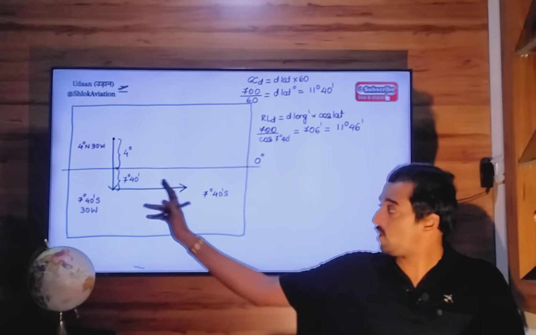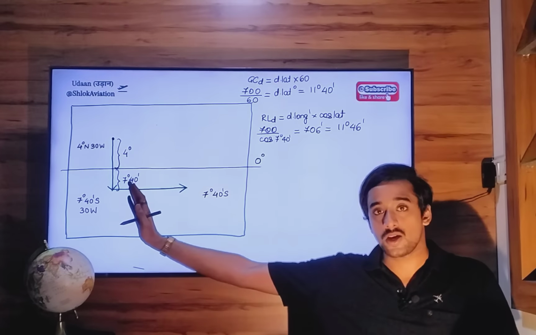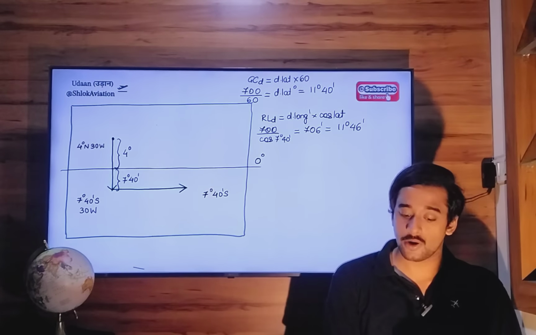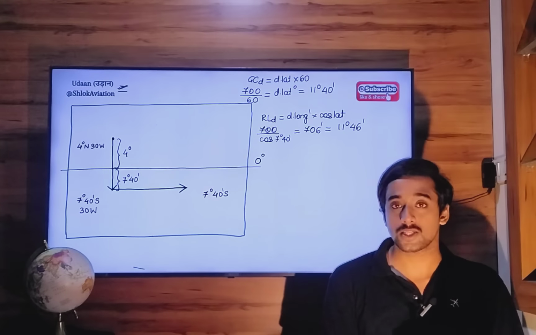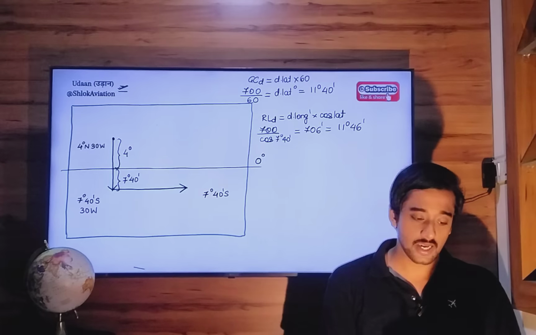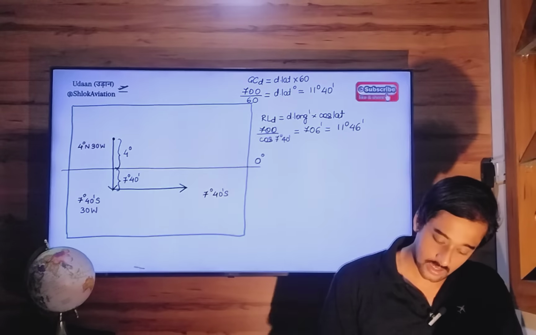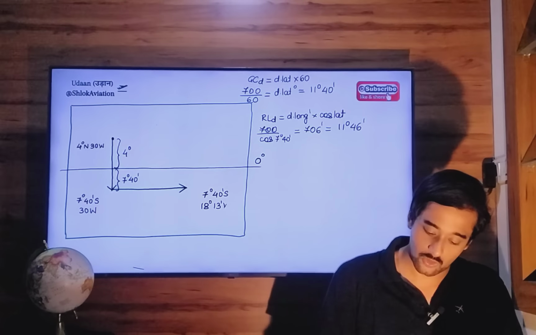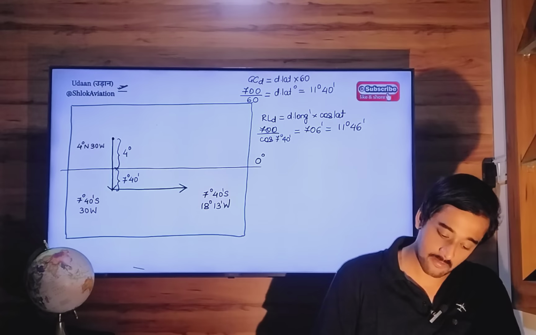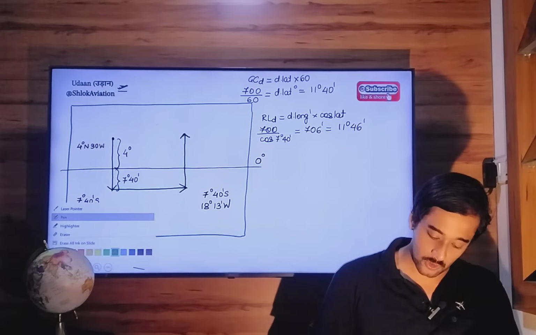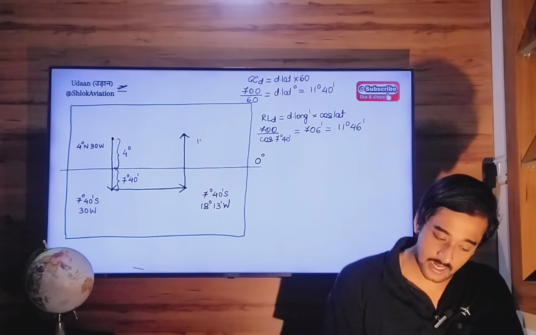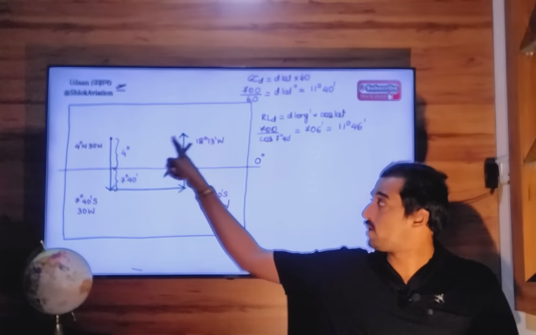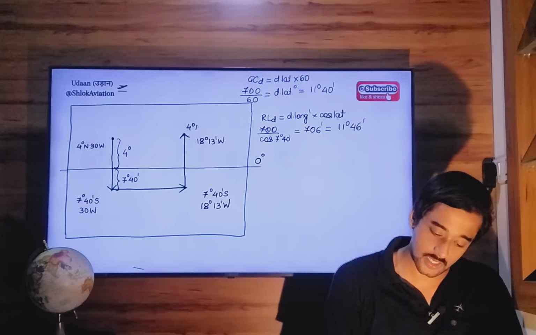Okay. So initial longitude is 30 west. You are in the western hemisphere and you are flying easterly. So you are going to subtract: 30 degree minus 11 degree 46 minutes, 18 degree 13 minutes west. You fly 700 miles north again. So your new position will be the same longitude, 18 degree 13 minutes west. Latitude will also be the same, 4 degree north. You will come back to your original latitude.